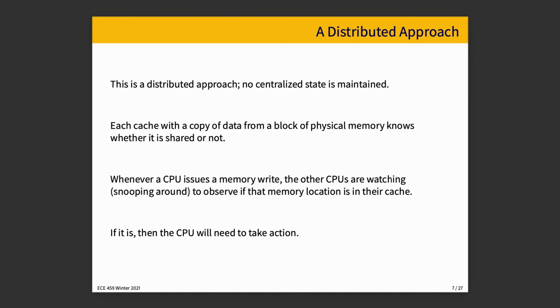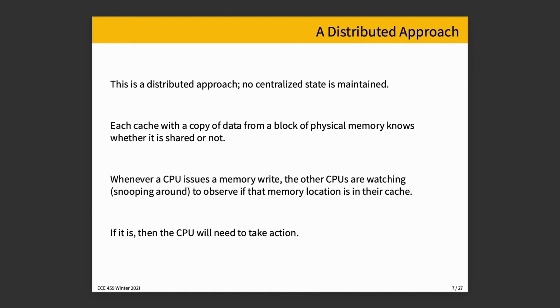where everything is recorded. Each cache with a copy of data from a chunk of physical memory knows whether it's shared or not. And when a CPU issues a memory write, other CPUs are watching to see if that memory location is in their cache. And if it is, then do something about it. If not, we don't care. It's irrelevant. The update on the flight to Vancouver is not relevant to me because I'm flying to Frankfurt.